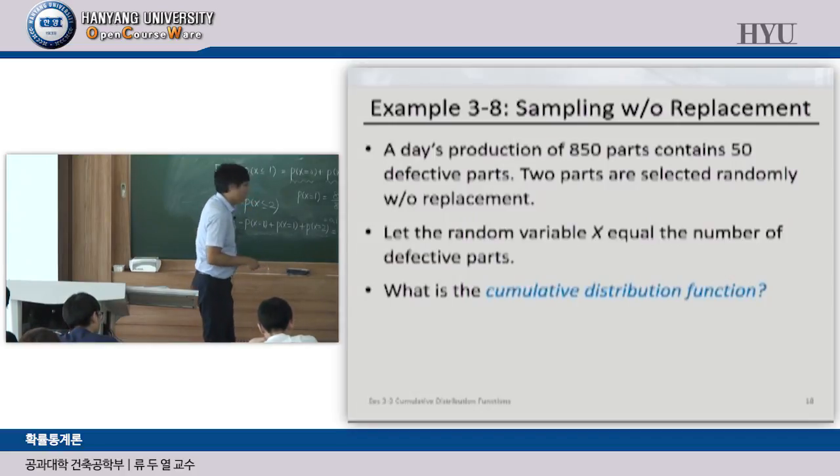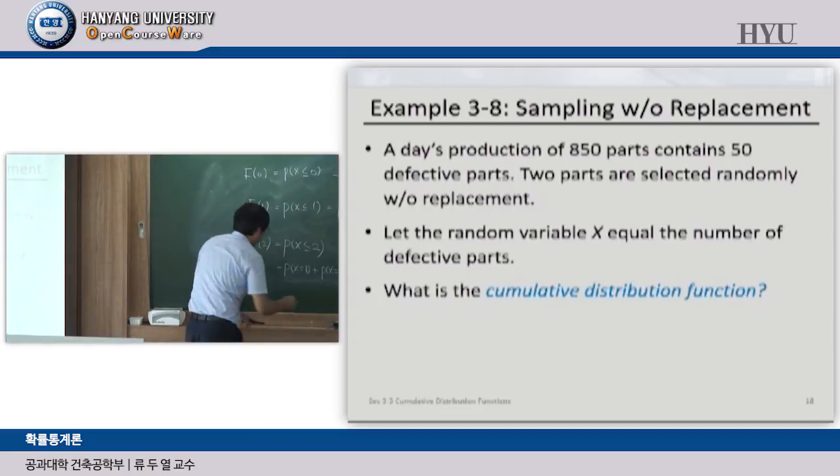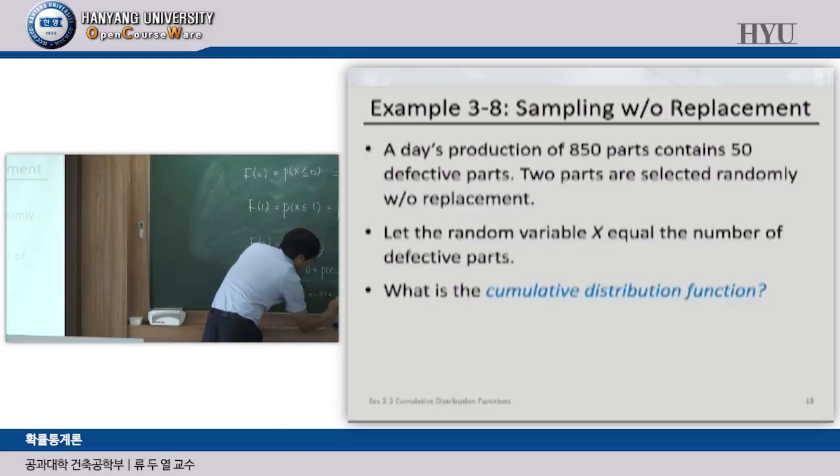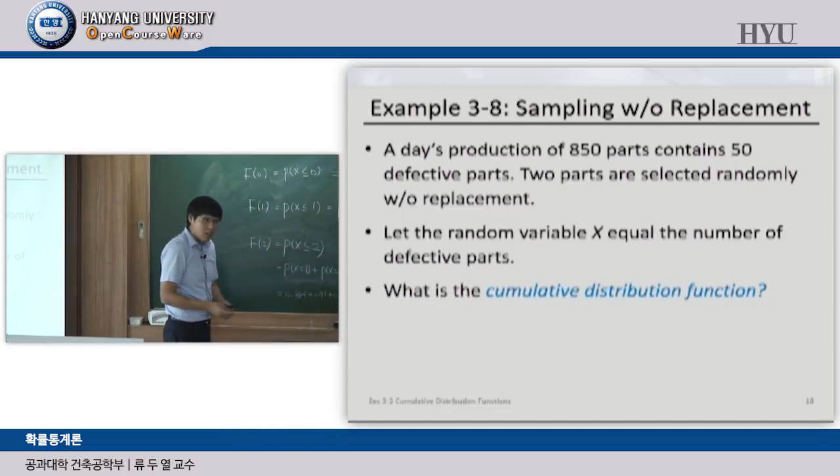So this cumulative distribution function can be 0.886 plus 0.111 plus 0.003 equals to 1. Okay?